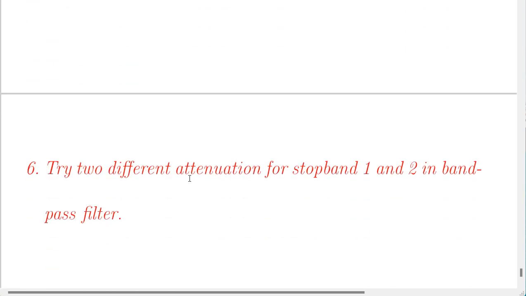What does it mean? Attenuation. Oh, yeah. Try two different attenuations for stop bands 1 and 2 in the band pass filter. You don't need to keep them the same as each other. Have attenuation 1 for the first area and attenuation 2 for the second area.